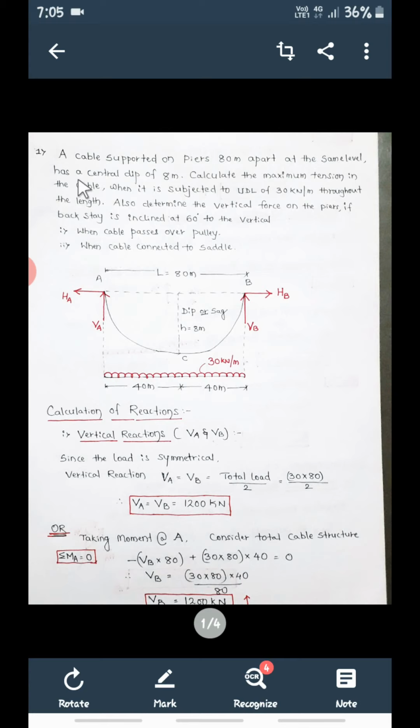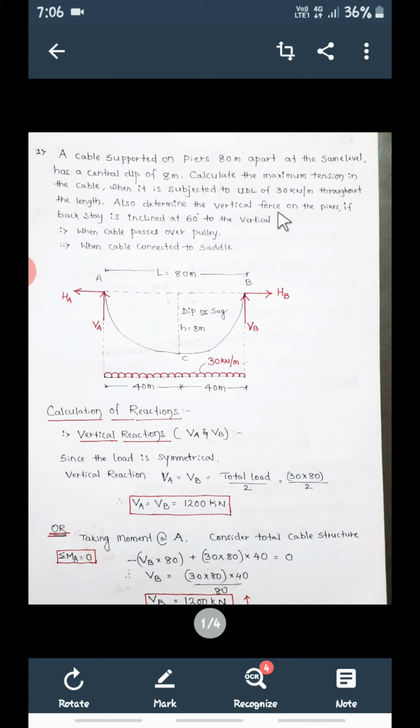Let us solve one problem on cable structure. The problem is like this: a cable supported on piers 80 meter apart at the same level has a central dip of 8 meter. Calculate the maximum tension in the cable when it is subjected to UDL of 30 kilonewton per meter throughout the length.